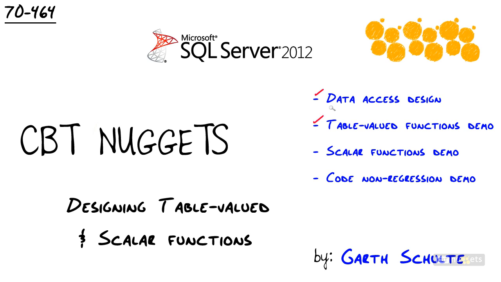We'll take a demo on table-valued functions, both inline and multi-statement table-valued functions. We'll take a demo on scalar functions, how to create them and work with them. And at the end, we'll take a demo on code non-regression. We have a front end that we used in a previous nugget, and we will see how to properly change the back end, possibly change our middle layers, so we do not affect the front ends.